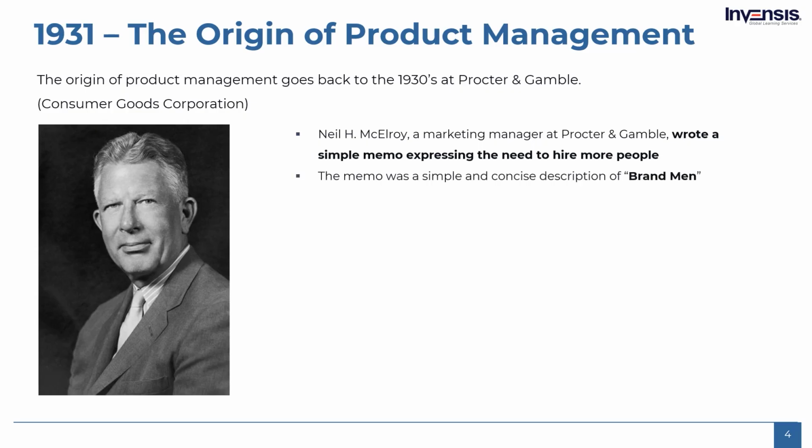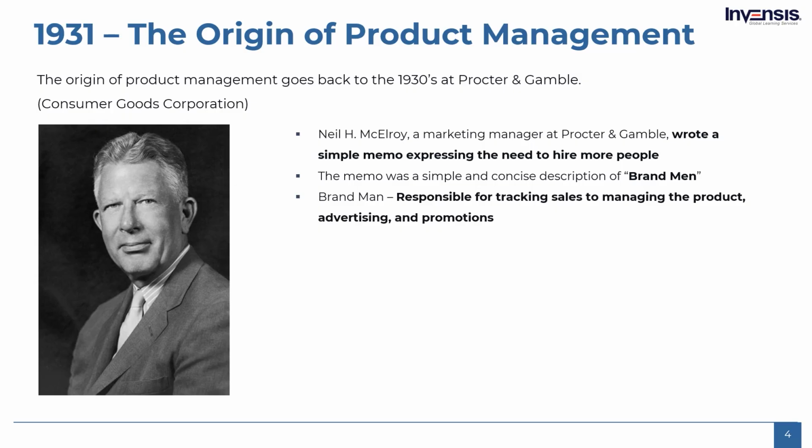His 800-word memo was a simple and concise description of brand men and their absolute responsibilities. According to the memo, a so-called brand man was responsible for tracking sales to managing the product, advertising, and promotions. Sounds like a familiar job description, doesn't it? Neil's great insight was to take product responsibilities distributed amongst different departments and consolidate them into a single job, the brand manager. Anyway, McElroy later became Secretary of Defense and helped found NASA.